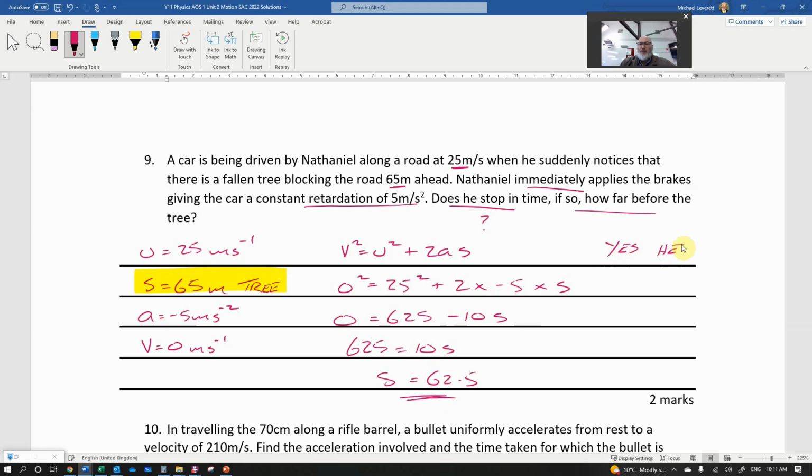Yes, he stops in time. So to get a mark for that, you must say, does he? You have to answer that. Yes, he does stop in time. If so, how far before the tree? Well, if the tree was 65 metres away and he managed to stop in 62.5 metres, that means it's 2.5 metres before the tree.